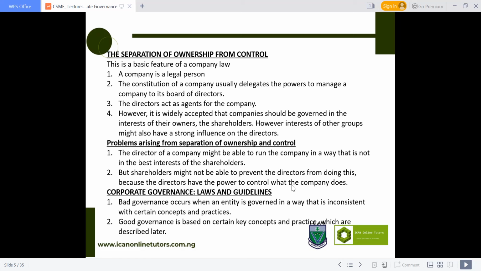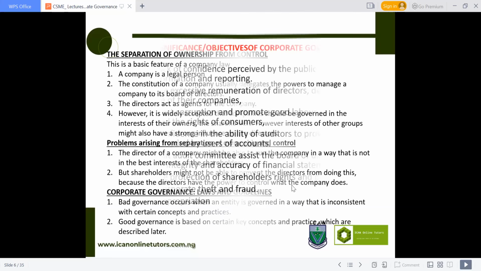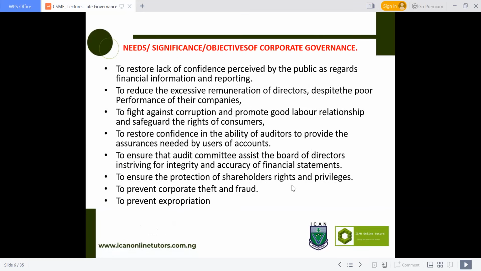That's one of the duties of agents: the interest of the principal should come first. Then why do we need corporate governance? Why do we need to study this particular course? Why are we having a section for it called corporate governance?